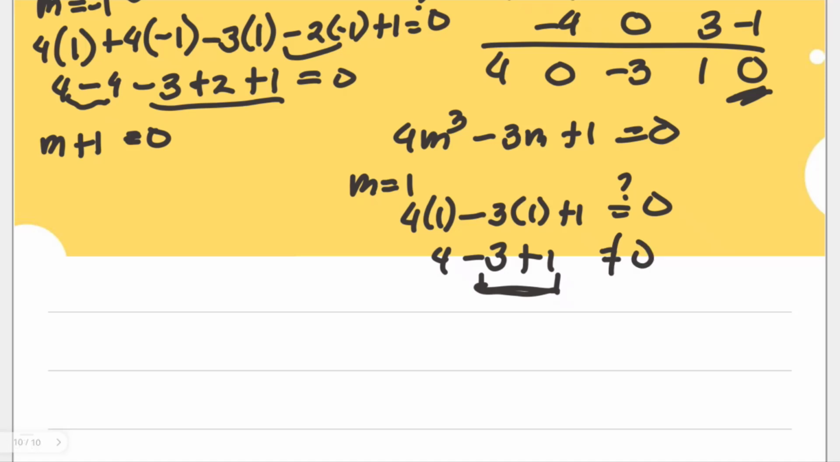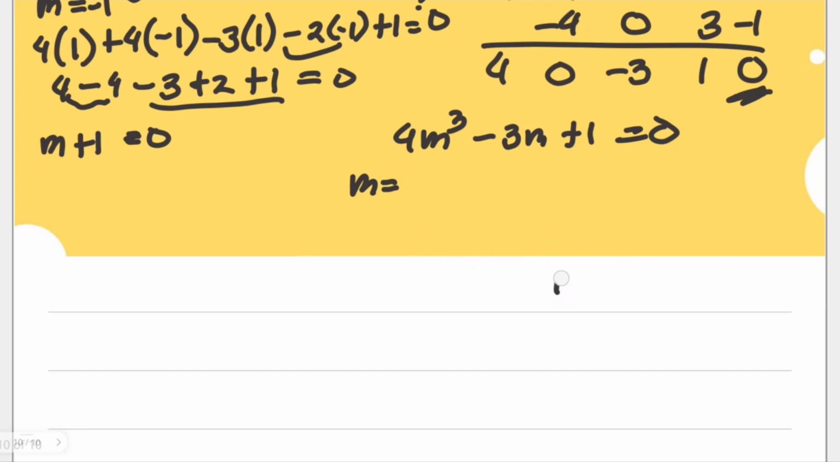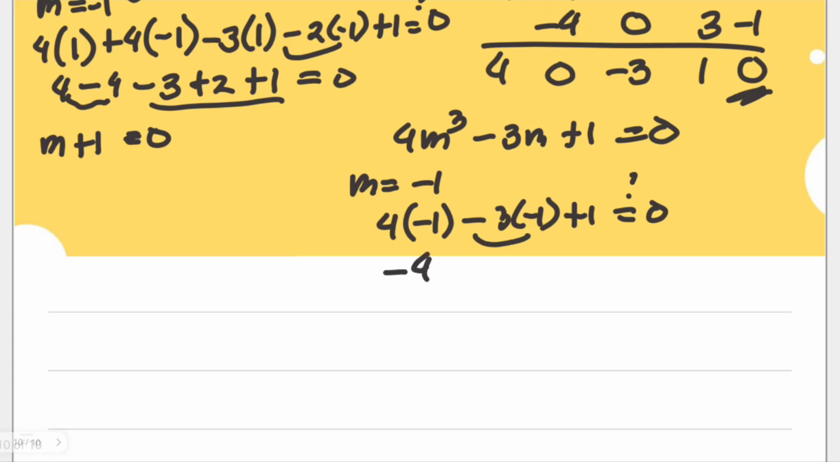Okay, please take note of your MDAS as well. So 1 is not possible, same as earlier. What if we try negative 1? So 4 times the cube of negative 1 is negative 4, minus 3 times negative 1 plus 1. Let's check if it's equal to 0. Negative 4, negative times negative is plus 3, plus 1, and obviously that's equal to 0 now.